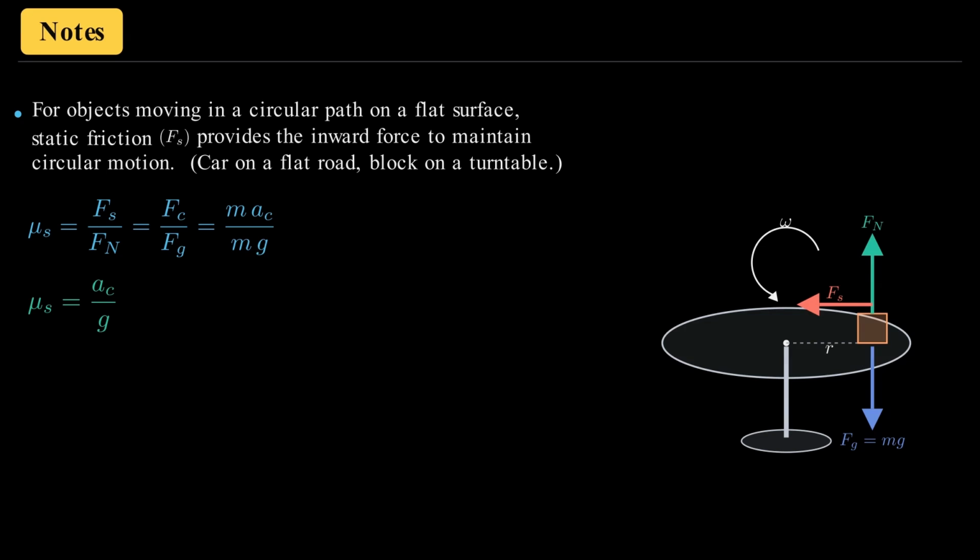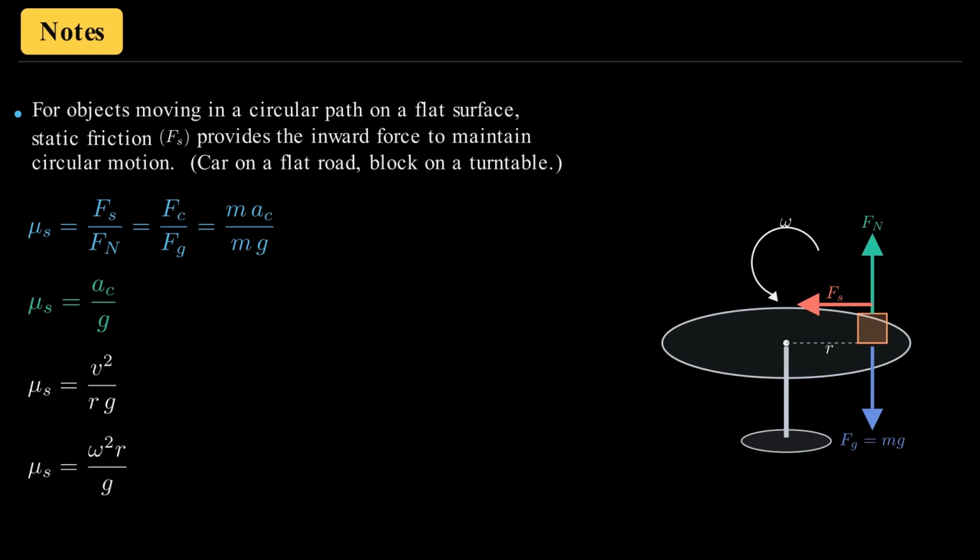You studied that we have two equations to calculate centripetal acceleration, or AC, which were AC is equal to Vt squared divided by r, and AC was equal to omega squared multiplied by r. So instead of writing AC, you can write either of these two equations, but depending on the question, they will be different. So you can write μs is equal to v squared divided by rg, or μs is equal to omega squared multiplied by r divided by g.